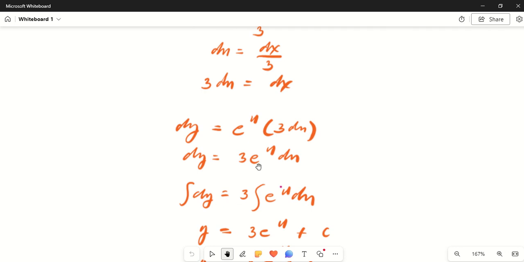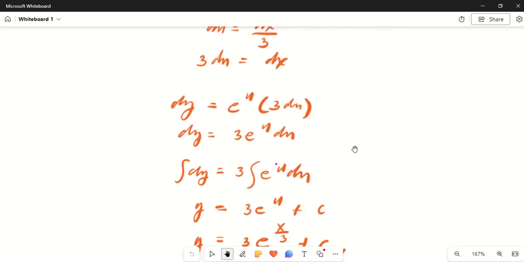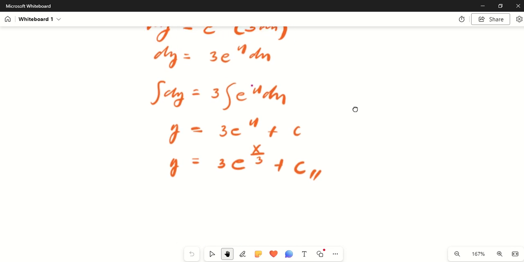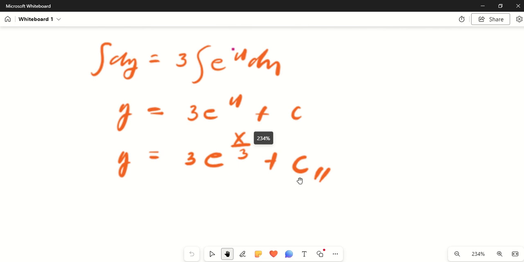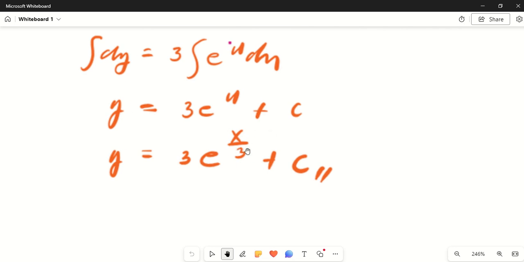of course, there's a constant here. You must factor out the constant 3, and then you take the integral of e raised to u du. And I said a while ago that the integral of e raised to u is e raised to u plus c. Therefore, your answer will then be y is equal to 3 e raised to u plus the arbitrary constant c. Then again, you need to replace your u with the original expression. So your final answer will then be y is equal to 3 e raised to x over 3, which is the original expression, plus the arbitrary constant.